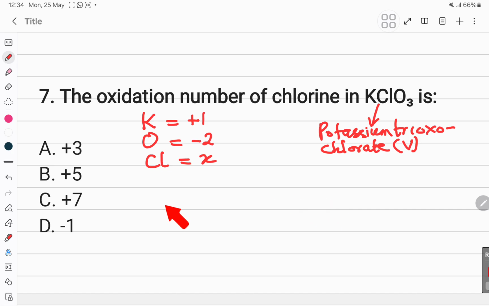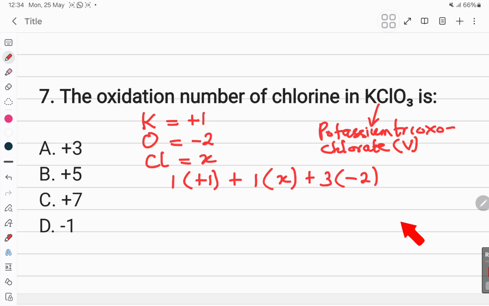Then the next thing is to form an equation of all these oxidation numbers. When you are doing that, consider how many atoms of each element you have. You must take them into consideration. Potassium, we have 1 atom, so I'm going to have 1 atom multiplied by the oxidation number of potassium, plus 1 atom of chlorine multiplied by the oxidation number, which is represented by X because that is what we are looking for, plus 3 atoms of oxygen multiplied by -2, and the sum of these oxidation numbers will be equal to 0 according to the rule.